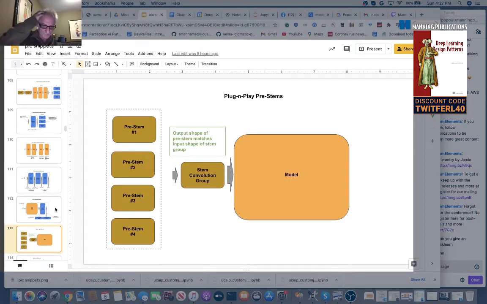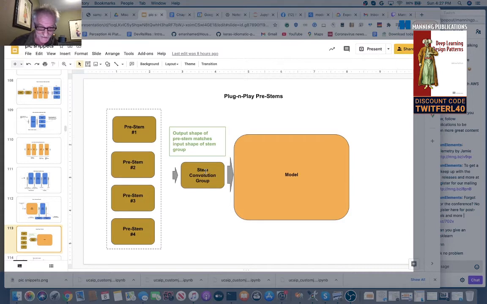Okay, so I kind of talked about this idea of pre-stems being plug and play. If you're in production in MLOps, this is pretty common now. So you have your standard model here, as I showed you. Just to remind you, it has a stem coming into it. And then you're going to have all these pre-stems. They're kind of like a library.